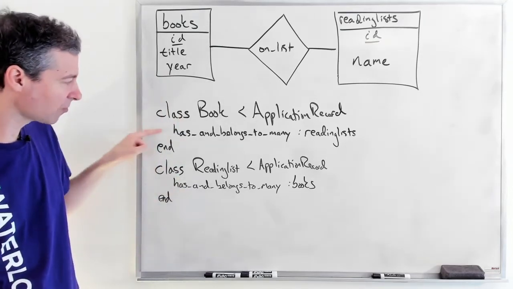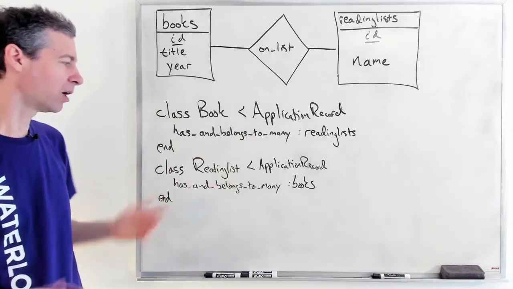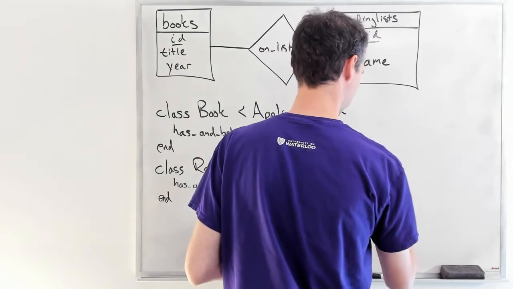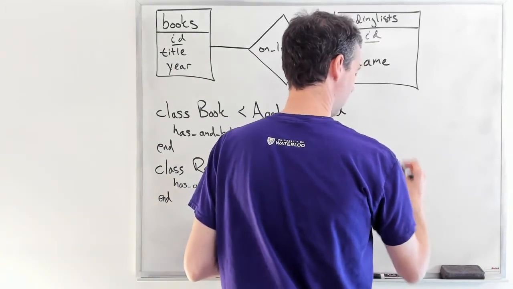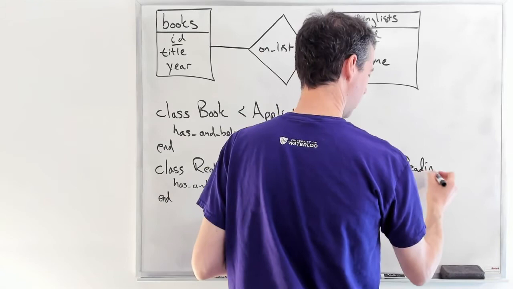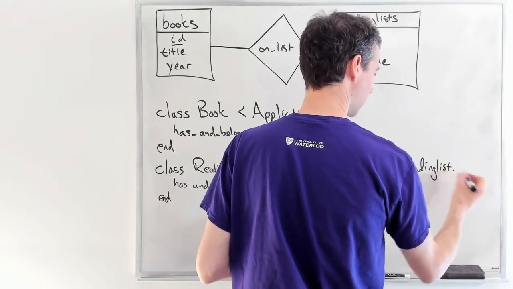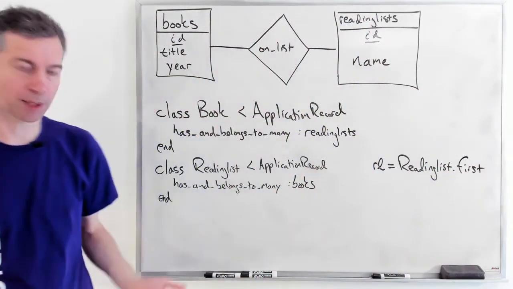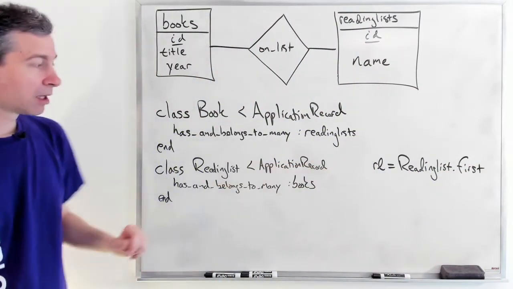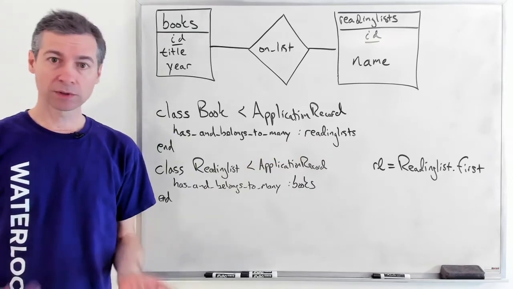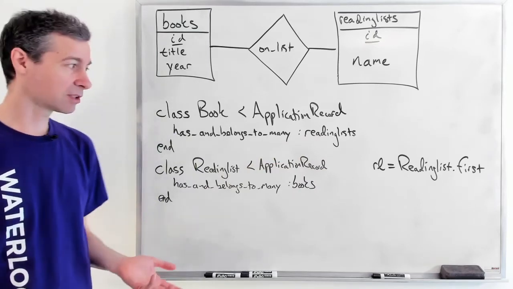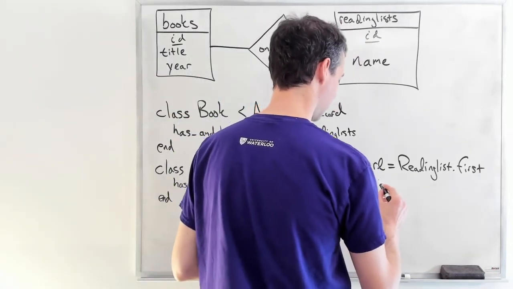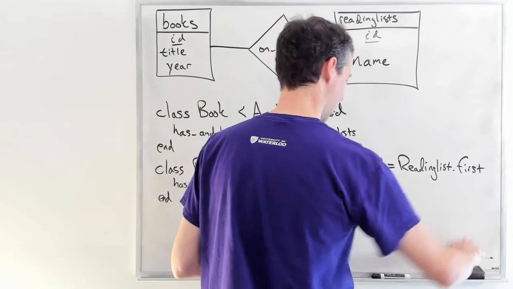So what does this do for us? Well, the really big thing is, so let's say we have a reading list. I'll say RL is, I can go in here, ReadingList dot, I'll take the first reading list, okay? Just to give us an object. So now I've got a reading list. And the really amazing thing about this reading list stuff is now, you know what? I can do things like the following.